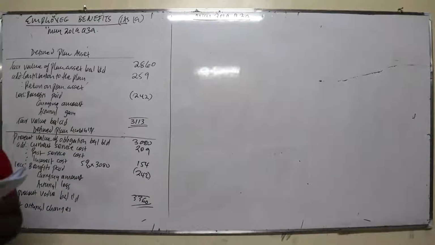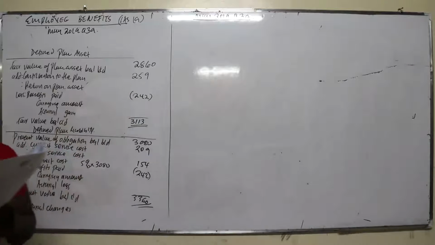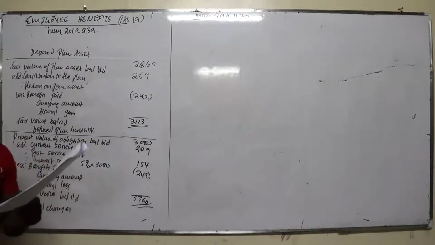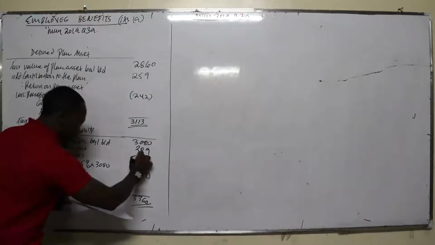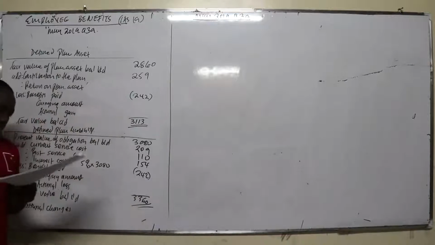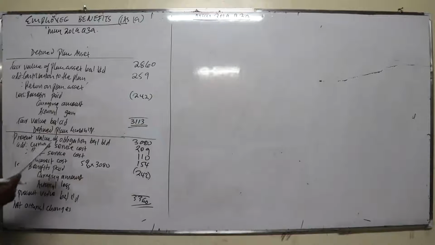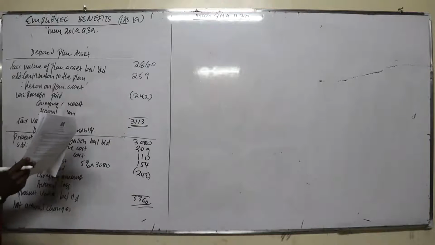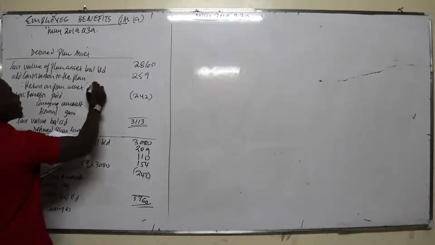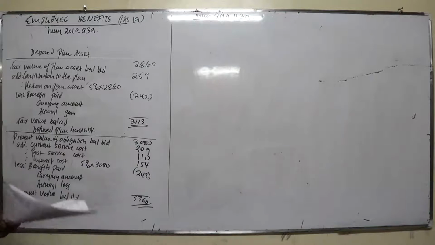Number 2, on 1st January 2018, the pension plan was amended to provide enhanced benefit with effect from that date. The present value of the enhanced benefit as at 1st January 2018 was calculated by actuaries as 110. That's what we call the past service cost. And the past service cost was an amount of 110. Also, we have not yet provided the return. The return on plan asset, you take 5% of 2860. So that is 143, right?